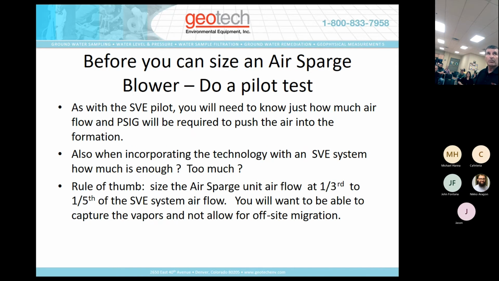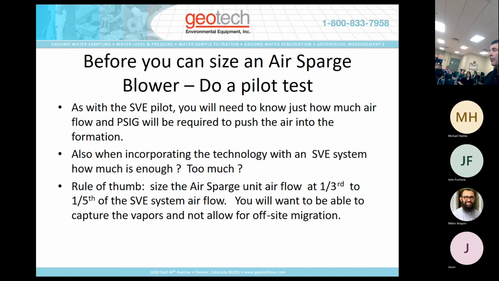So before you size an air sparge blower, we recommend doing a pilot test. Again, like with the SVE, you will rent a blower and you'll determine how much air you need and at what pressure you need to overcome, getting the contaminants into the soil for the SVE. And also a rule of thumb, when you're sizing an air sparge and SVE system, the air sparge airflow wants to be 1/3 to 1/5 of the flow lower than the SVE system.